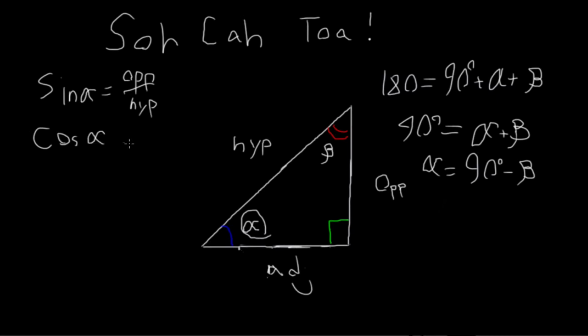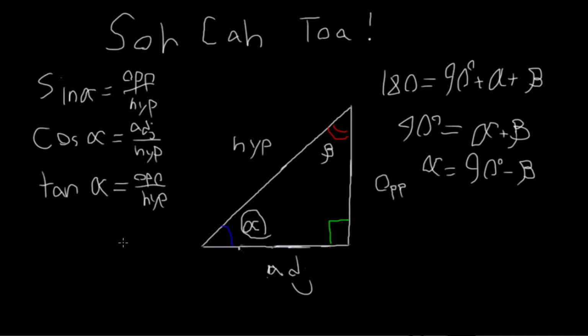cosine of alpha, is adjacent over hypotenuse. And lastly, the tangent of alpha is equal to the opposite over the adjacent. This is our hypotenuse, the longest side here on a right triangle.